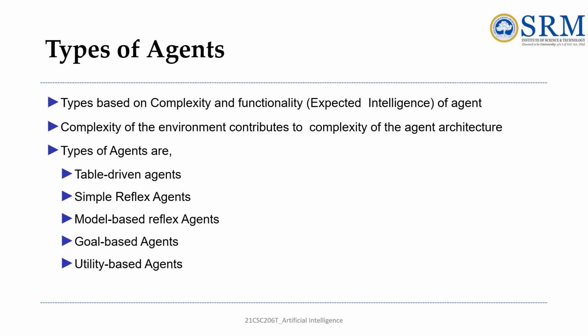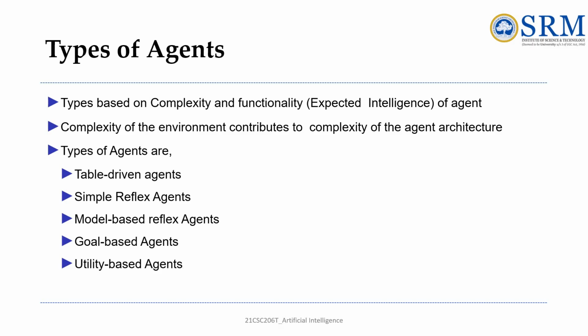So agents can be classified according to their complexity, how much processing power and memory they have, and then functionality second. So what kind of problems they are designed to solve, and then third is expected intelligence, how well they adapt to dynamic environments. An important observation here is the complexity of the environment often drives the complexity of the agent. If the world is simple and predictable, the agent can be simple, but as the environment becomes uncertain or dynamic, the agent needs memory, logic, and then sometimes even learning capabilities.